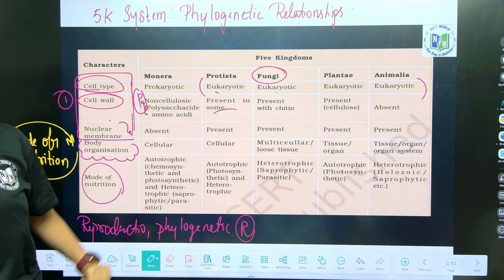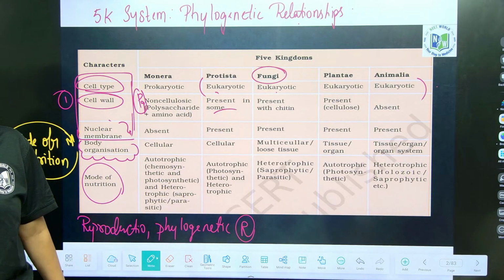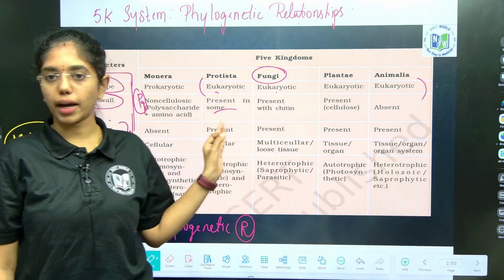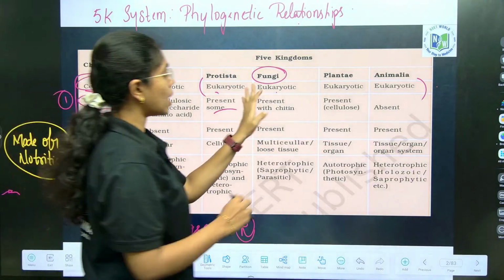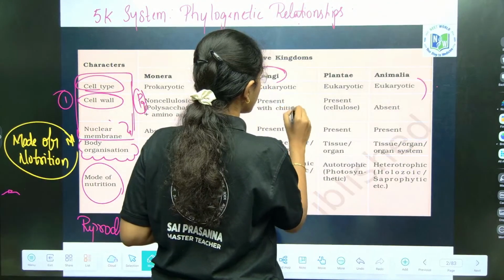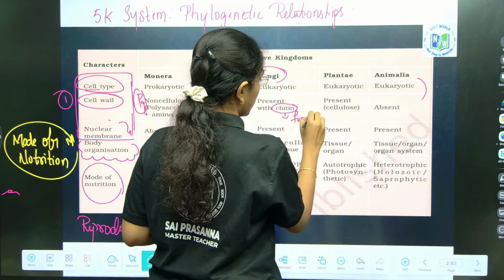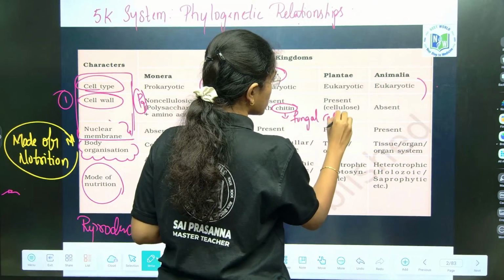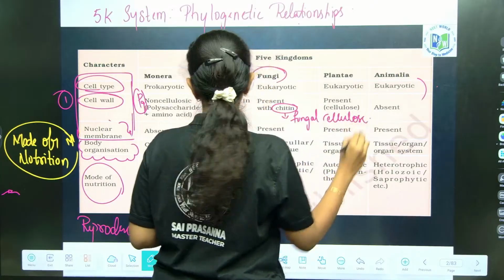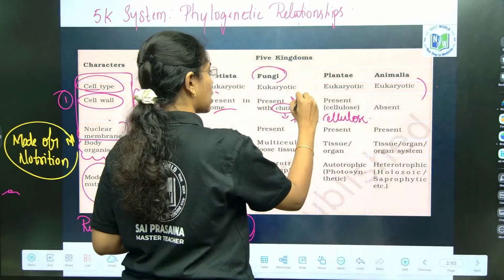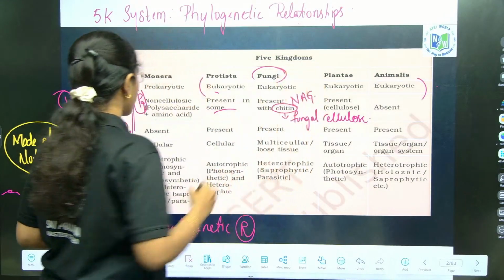In fungi it has what? Chitinaceous cell wall. Chitin is also known as fungal cellulose. This has NAG units, N-acetyl glucosamine units.